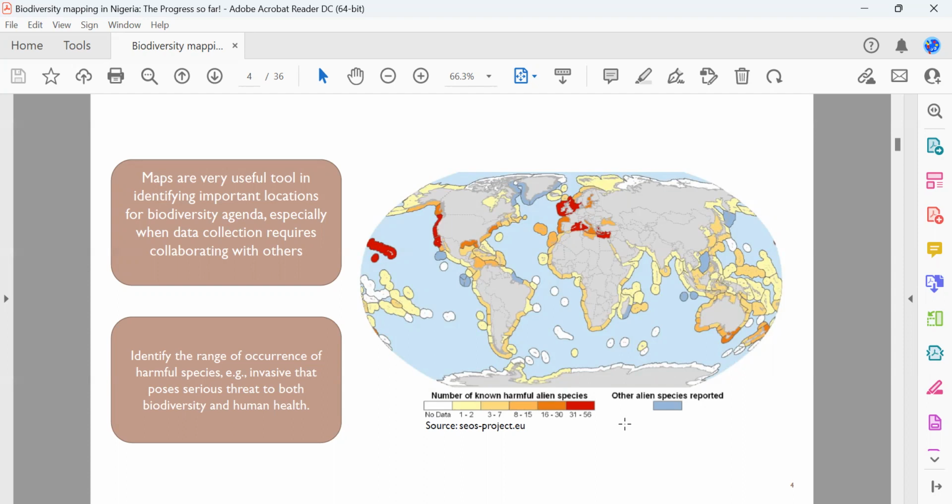Identify the range of occurrence of harmful species, like invasive species that pose serious threat to both biodiversity and humans. Also, through biodiversity mapping, we can identify the extent of occurrence or distribution of invasive species. And invasive species are those species that are non-native to a region or to a locality or to a country. And this map shows the number of harmful alien species, that is invasive species, at the global level.